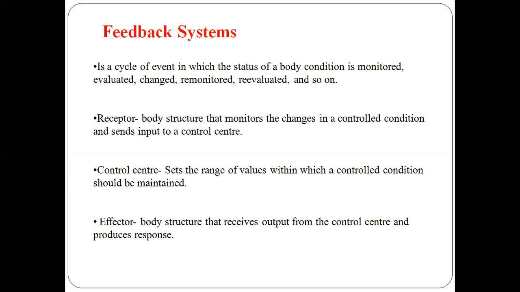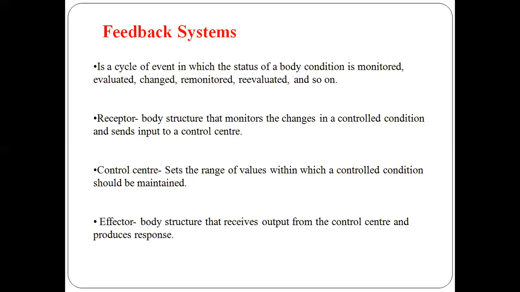The control center in the body, for example the brain, sets the range of values within which a controlled condition should be maintained. That is, the brain has a set point that the body should maintain.